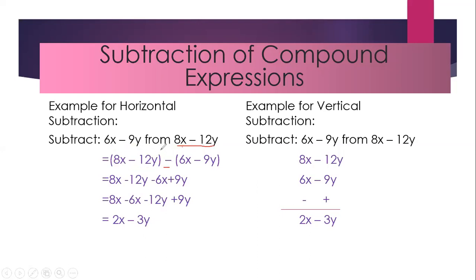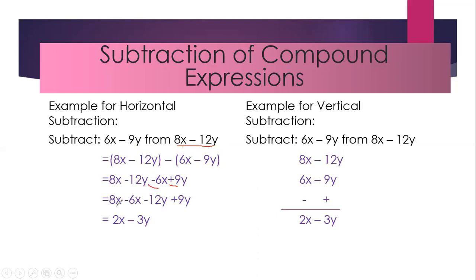Then the minus sign is there. Then write the second compound expression within a small bracket, like this. Why do we have to write it in a small bracket? Because when we open the bracket, we have to multiply with the minus sign, right? Now, minus times plus, we get minus, and minus times minus, we get plus.